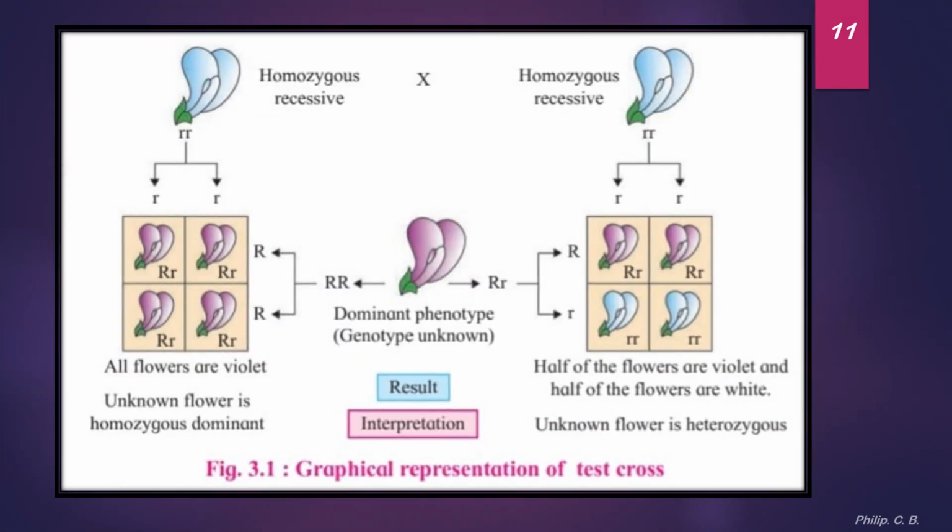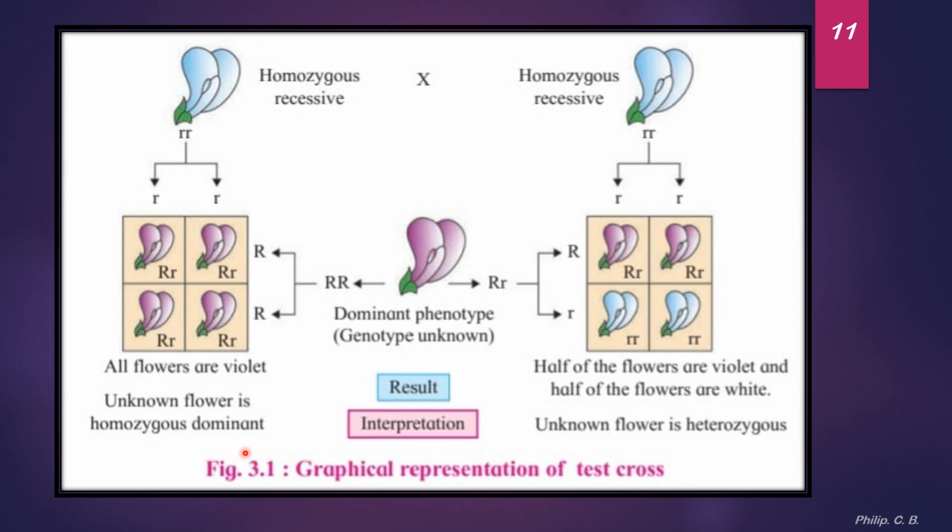Now, another graphical representation of the test cross to make the understanding much clearer. So here you can see a homozygous recessive. When crossed, we get the gametes as small r, here also small r, as both are recessive. Then, if it is crossed with the dominant phenotype RR, and here capital R small r, the hybrid one, all flowers are violet, as we read earlier.